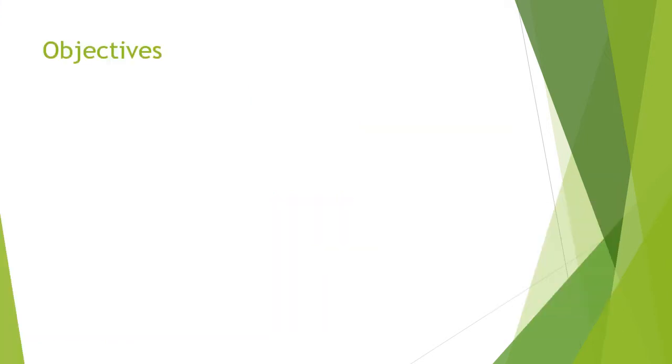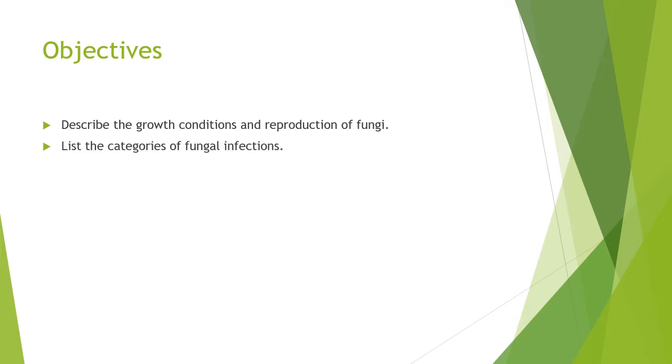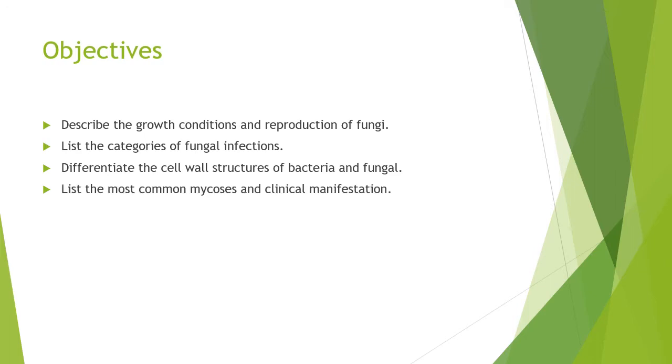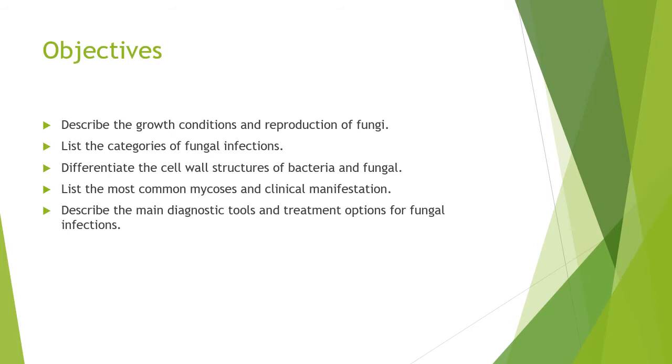So in this lecture, we are going to go through a lot of different topics because we need to cover the growth conditions and reproduction of fungi. We need to discuss the categories of fungal infections. We also want to differentiate the cell wall structures of fungi from bacteria, what differences they have from bacteria. And we want to list the common mycosis or clinical manifestations of fungal infections. And then we want to describe how we diagnose and treat different types of fungal infections. Treatment-wise, we are not going to go through the details since we're going to have a separate lecture on antifungal treatment.